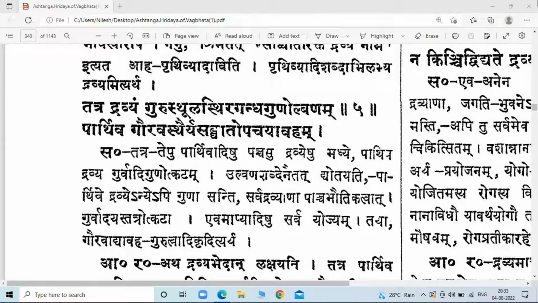So paratvam and aparatvam are indicative of remoteness and proximity based on dik and kalam. Dik and kalam. So when you consider the far away object, we say that it has a relative spatial paratvam. And in a nearby object, there is a relative spatial aparatvam.